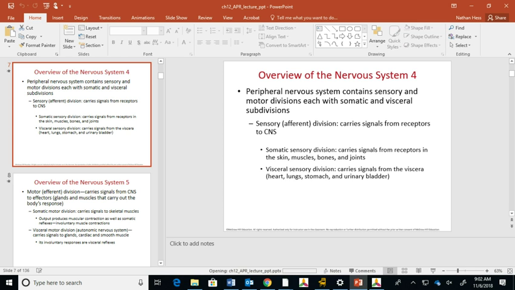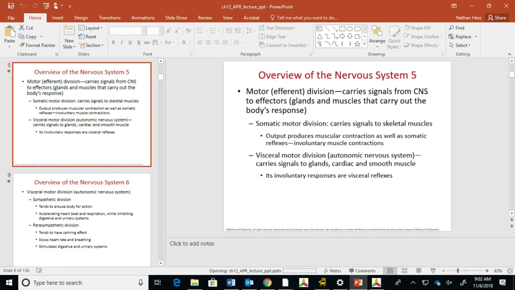And again, notice that that is somatic sensory and visceral sensory, because then there's also a somatic motor and a visceral motor. Does that make sense? Same divisions. Somatic meaning carrying signals to the skeletal muscles to allow them to contract or to move, or even just the involuntary contractions, which we call reflexes, which we'll talk more about in the future. And then our visceral motor division is carrying the signals to the glands, to the cardiac muscle, to the smooth muscles.